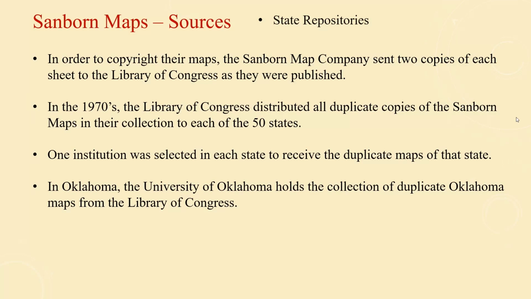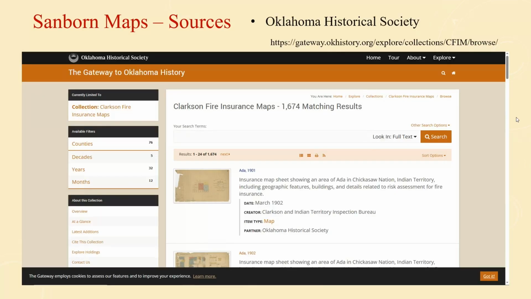Other sources for Sanborn maps here in Oklahoma: the Oklahoma Historical Society has a collection of maps. They have some physical Sanborn maps, which I don't think they have digitized, but they also have a nice collection of maps from the Clarkson company. These are maps that Clarkson prepared mostly in Oklahoma. They went around to a lot of the smaller towns that Sanborn didn't cover. And so the Oklahoma Historical Society has these digitized. There's a link again on the right side that you can go to and explore these.